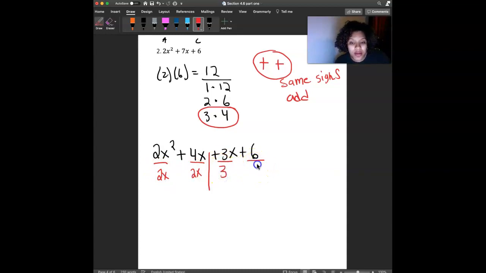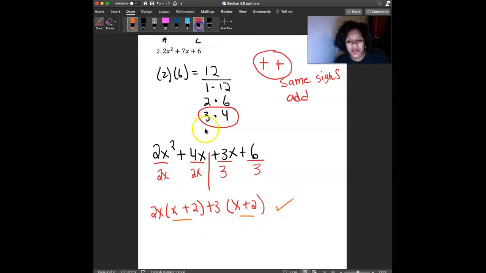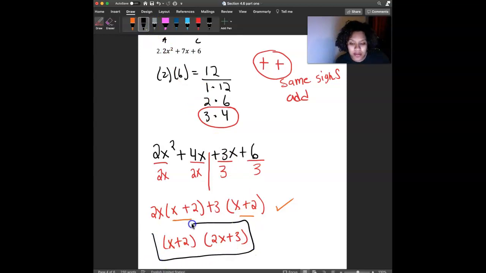What these two have in common is a 3. I'm going to bring down the 2x, then left over is x plus 2. Bring my plus 3 over here. Left is x plus 2. Notice that they're the same. Check, check, yay. So we're going to go ahead and bring the x plus 2 down, and we're left with 2x plus 3. And there we have that part.